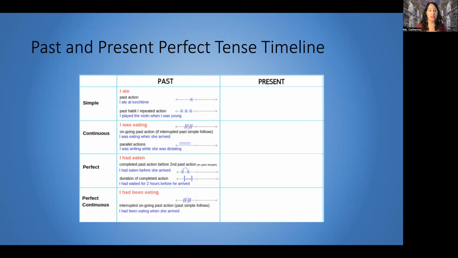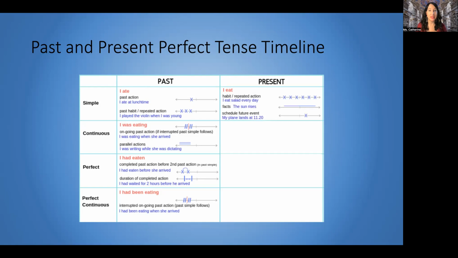The past perfect continuous, for example, would be I had been eating. This is an interrupted, ongoing past action, and the past simple would follow. For example, I had been eating when she arrived. Okay, so it started in the past and it completed in the past with a past perfect continuous. So it's still occurring within that time frame.